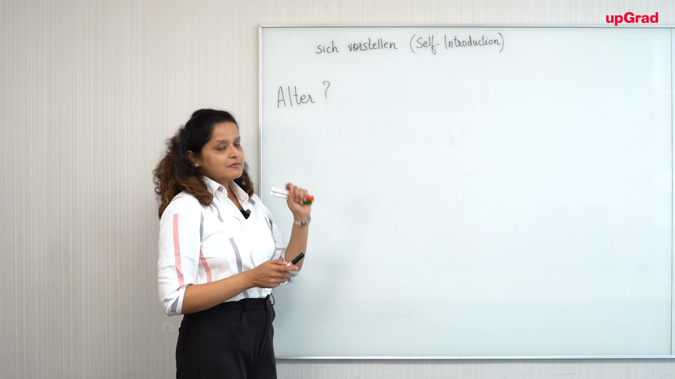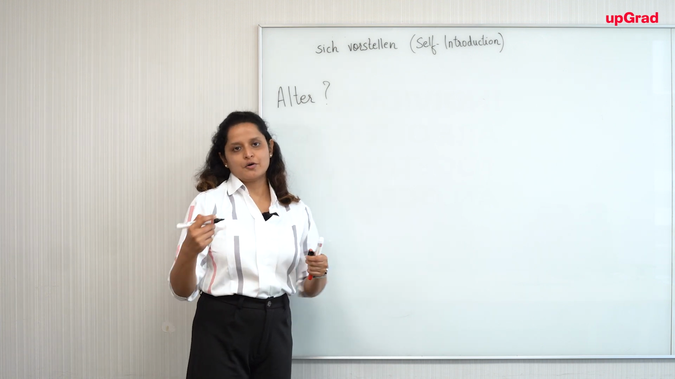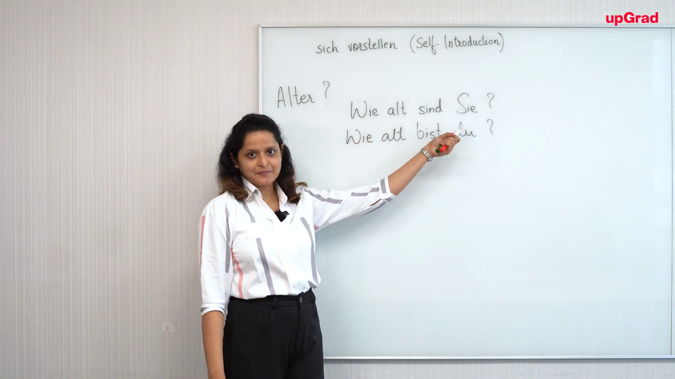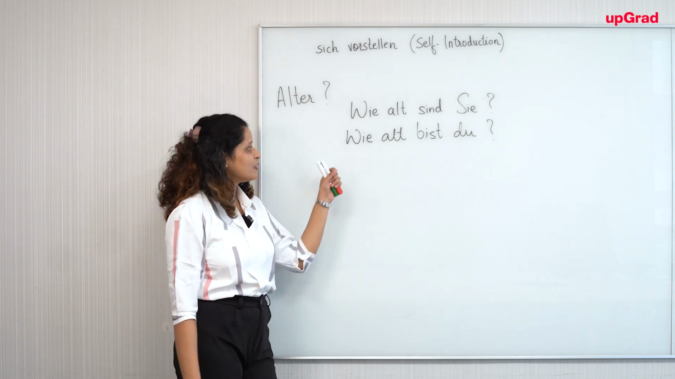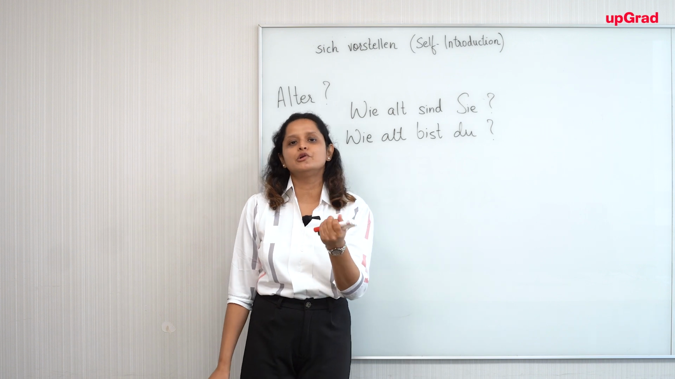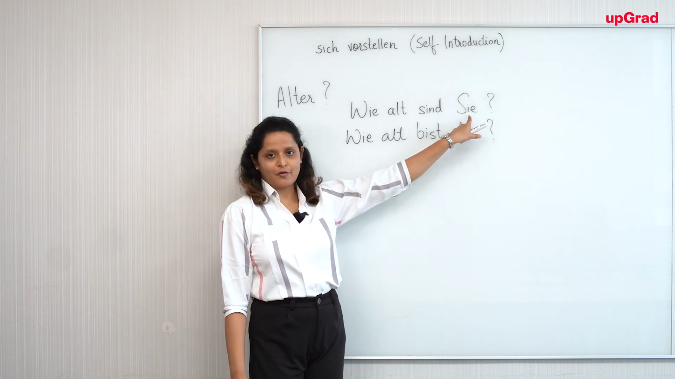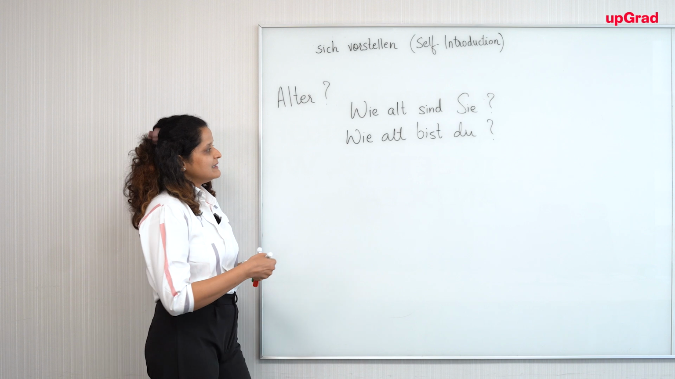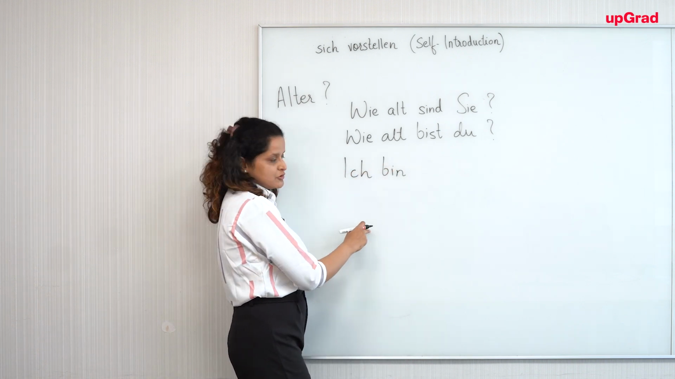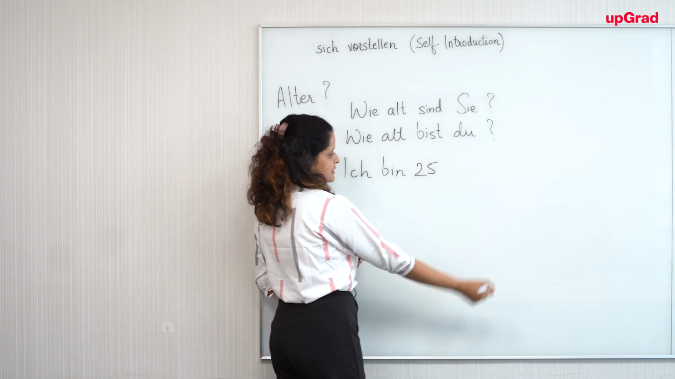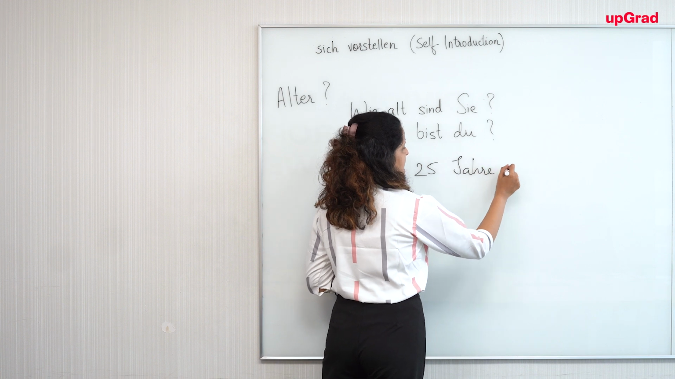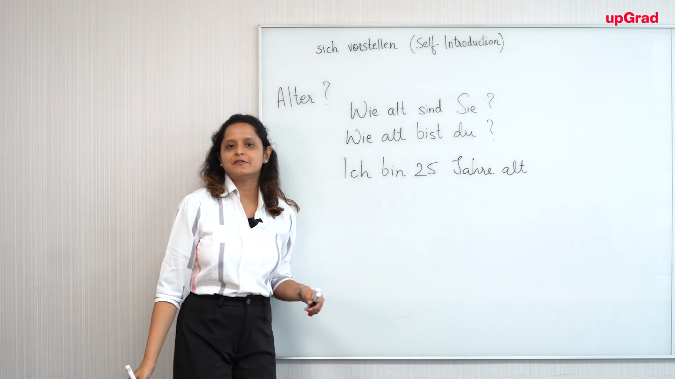Okay. So again, we will have two variations here, one formal, one informal. So the formal question is wie alt sind Sie? The same question can be asked informally in the form of wie alt bist du? This basically means how old you are. So you're asking this question formally as well as informally. The answer to that becomes ich bin, whatever your age is. So let's say you're 25 years of age. You will say ich bin 25 Jahre alt. That is, you are 25 years old.